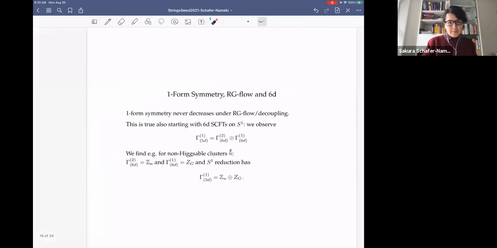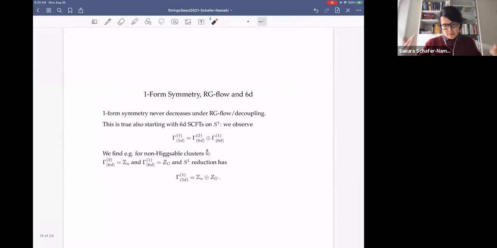Okay, so one comment I have, before we get into the nitty-gritty details of higher groups: a lot of 5D SCFTs descend from 6D on a circle with mass deformations, or with holonomies turned on, or with twists turned on. And so one question you could ask is, can we map from the higher-form symmetries in 6D to the 5D ones?